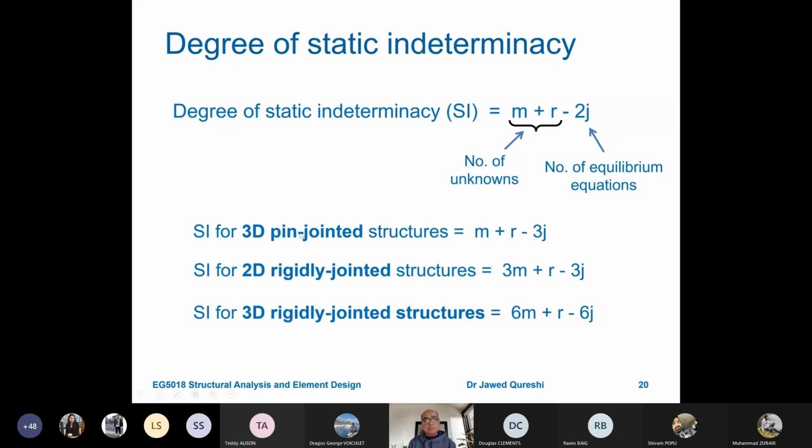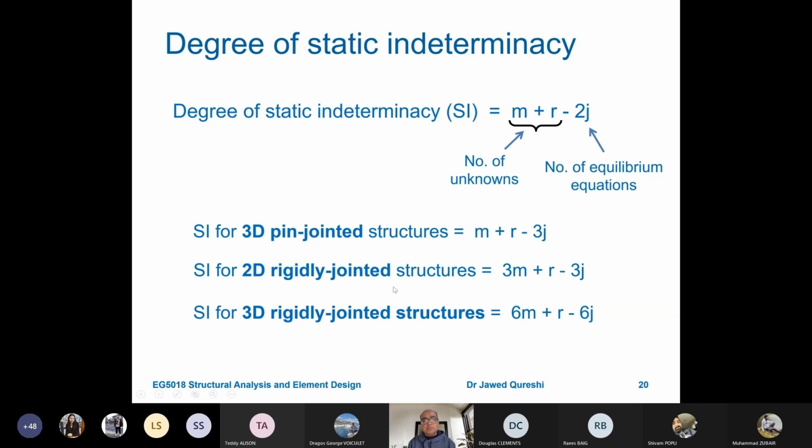Now, how about 3D pin-jointed structures? In 3D pin-jointed structures, you will still have only axial forces, so M plus R will not change. But the number of equilibrium equations will change, because in a truss a joint can move in the X direction, in the Y direction, and in the Z direction. That's why it is 3J over here.